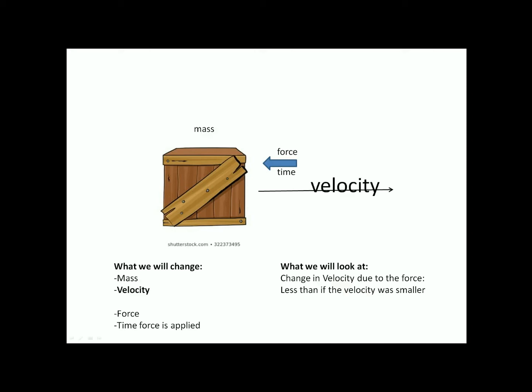Now, let's consider what if the object was traveling at a greater velocity. Well, in that case, for the same force applied over the same period of time, the change in its velocity would still be less. Okay, it would also be less than if the object was traveling with a slower velocity. What we can see from this is that mass and velocity are kind of related, and we can relate them in a concept known as momentum.